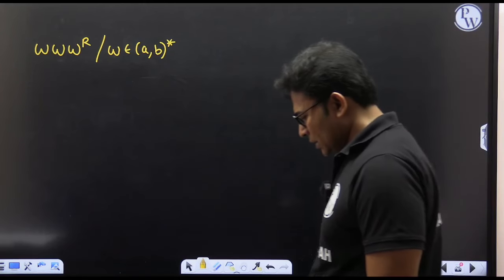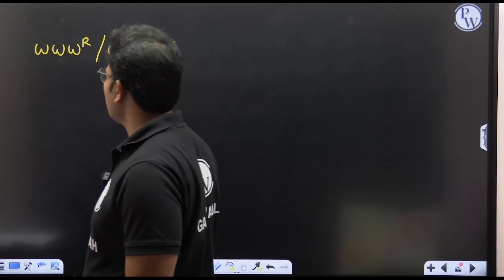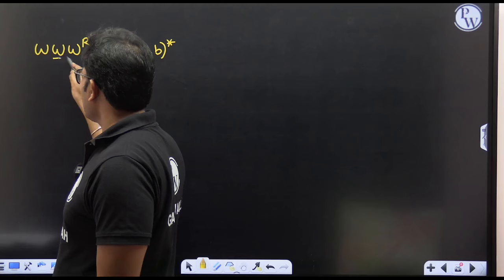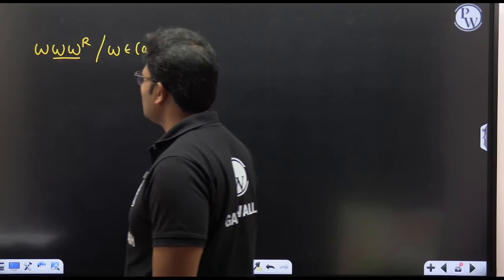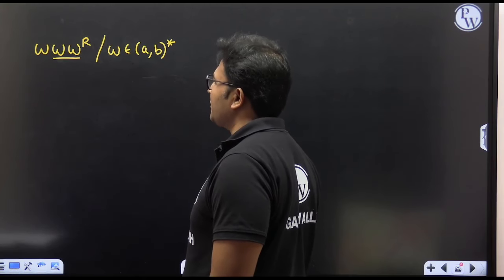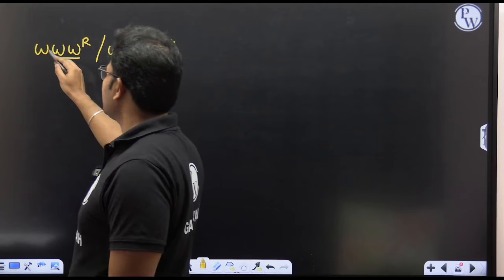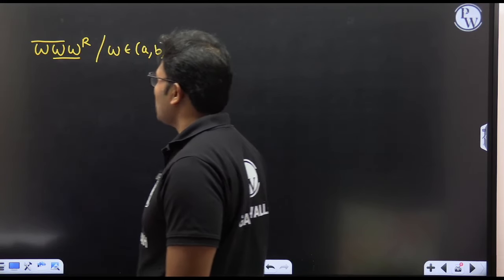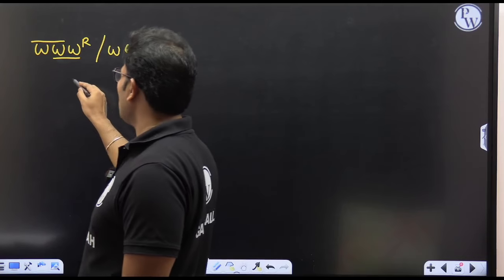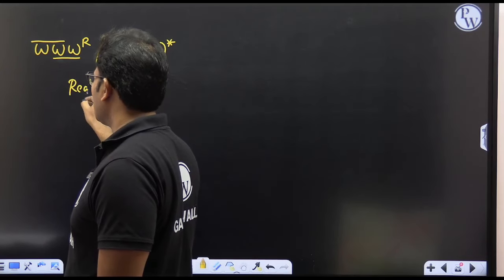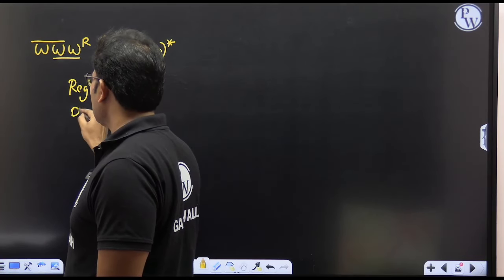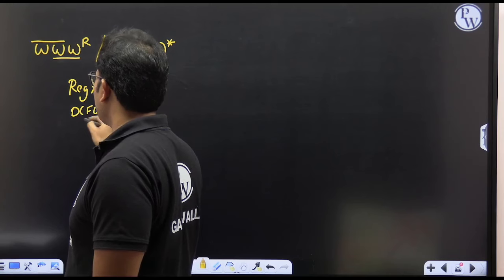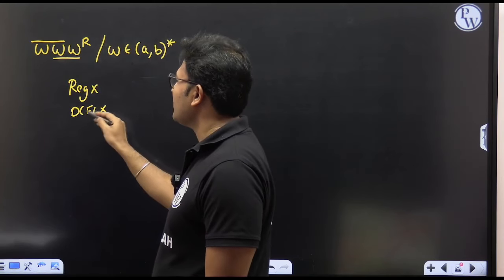So the problem is W W R can be done by a pushdown automata which is non-deterministic. But the problem is we have to compare W with W. This cannot be done by a pushdown automata, right? Therefore, this language is clearly not regular. This language is clearly not DCFL. W W cannot be done by DCFL.